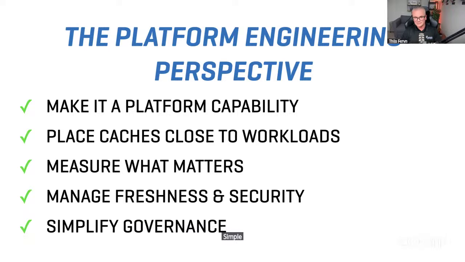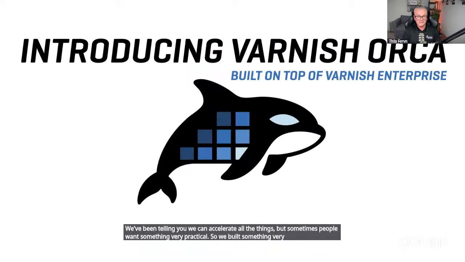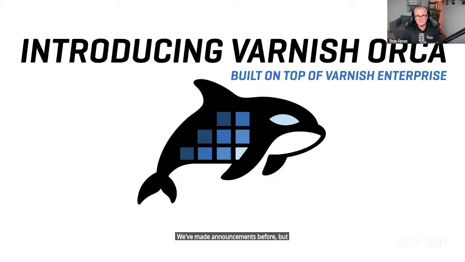And speaking of simple, this is the last part of this webinar. We've been telling you we can accelerate all the things, but sometimes people want something very practical. So we built something very practical that I would like to introduce. We've made announcements before, but we created this product optimized for artifact caching, and we call it Orca.